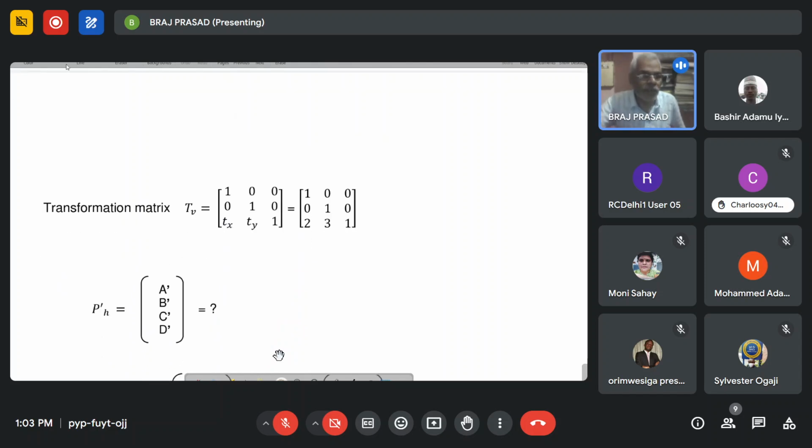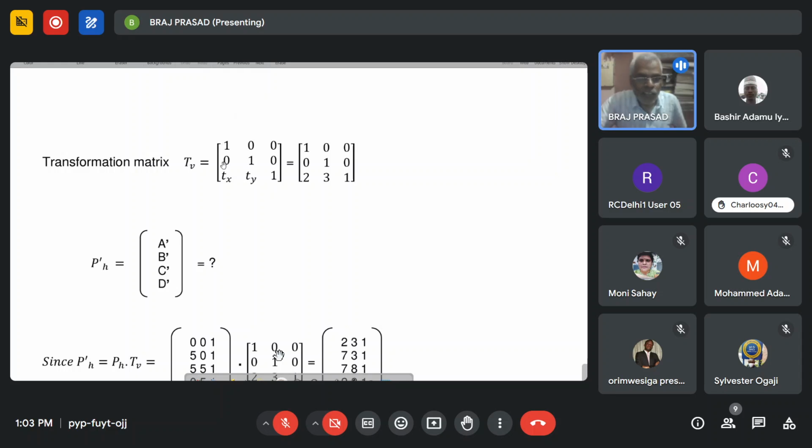Tv, the translation vector, in the homogeneous coordinate system is 1 0 Tx, 0 1 Ty, 0 0 1, and Tx is 2 and Ty is 3. So we put the values of Tx and Ty and we get 1 0 2, 0 1 3, and 0 0 1. And P dash H is nothing but A dash, B dash, C dash, D dash, because it is the coordinate of the new object at a new location.